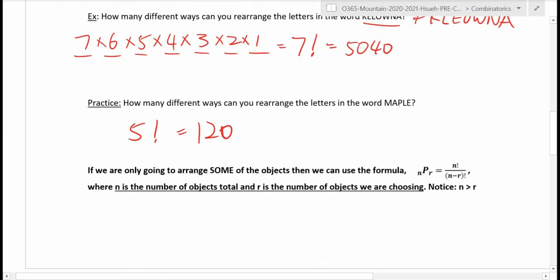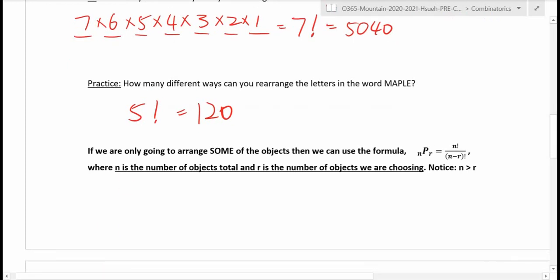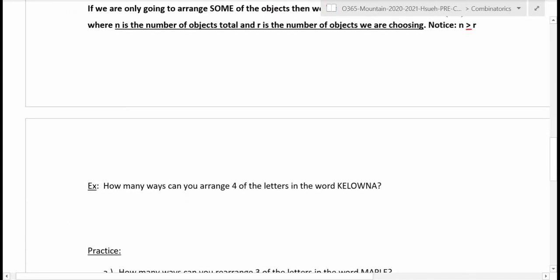For nPr, what does n stand for and what does r stand for? Here it says n is the total number of objects, and r is the number of objects that we are choosing. So n is the total, and r is how many we want. Notice how n is always bigger than, or equal to, r. You could select all of them, so not a problem. n is always greater than or equal to r.